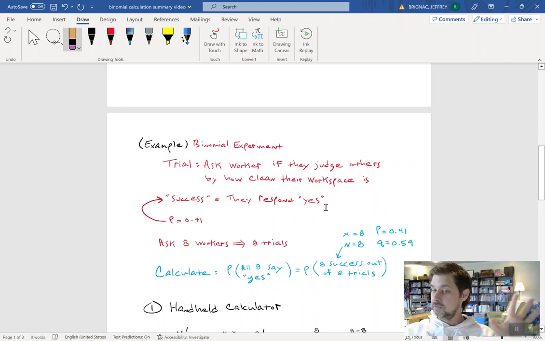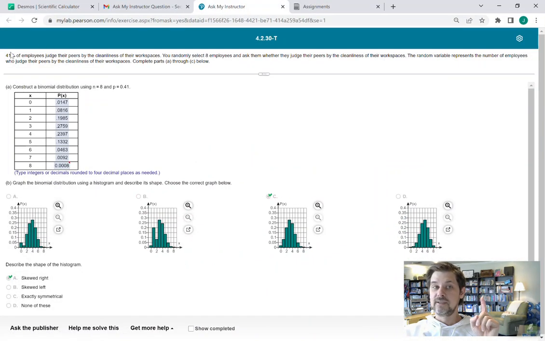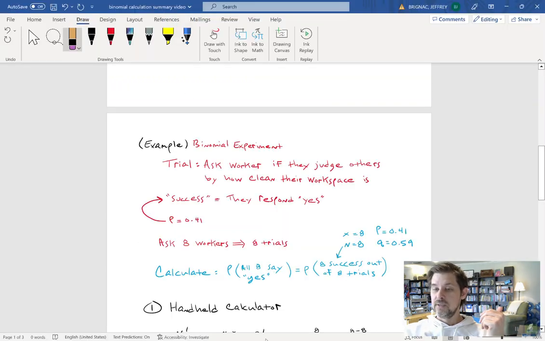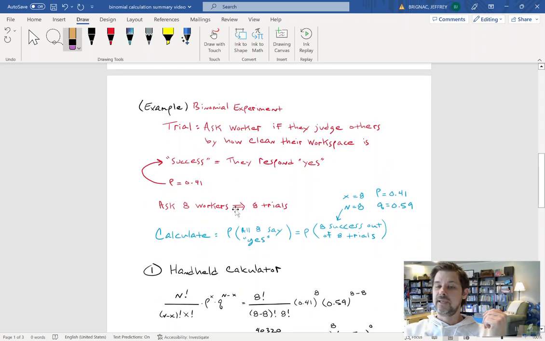But there's only two outcomes. They either say yes or they don't say yes on any one trial, okay? So the trials are that we will ask a worker if they judge others by how clean their workspace is. Success is they respond yes. The probability of that is 0.41, taken from the question because here it says 41% of employees are known to judge peers by the cleanliness of their workspace. Okay, and we're going to ask 8 workers, so 8 trials total.